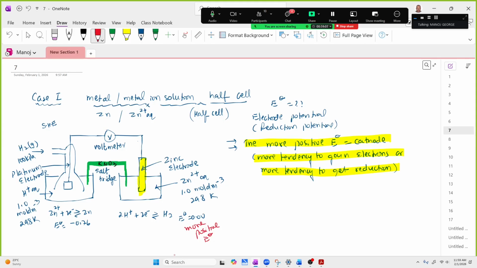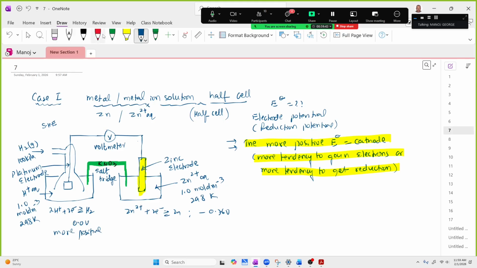Oh, I think I wrote it wrong. I'm a bit distracted today. I'm so sorry. It's gone the other way around. So I have 2H+ plus 2 electrons gives H2. Sorry guys. And I have Zn2+ plus 2 electrons gives zinc. Sorry. So that was negative 0.76 V and that was 0.0 V.